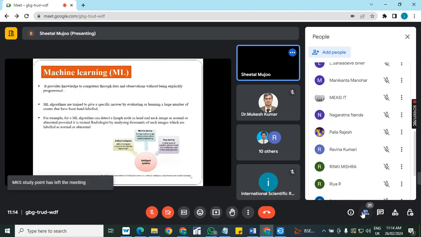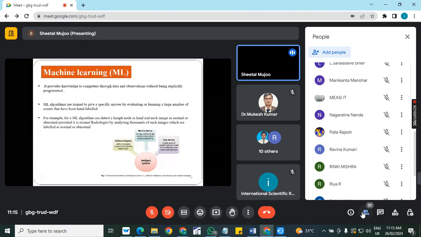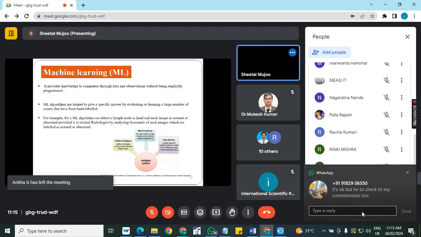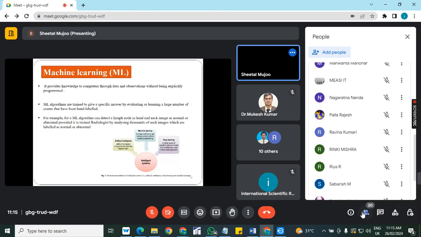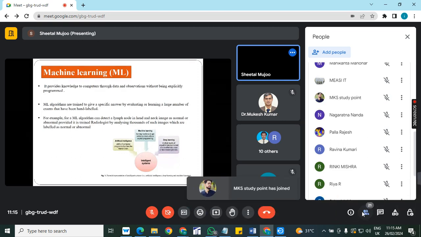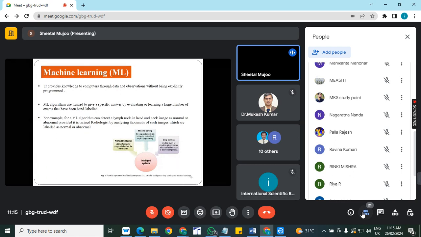For example, suppose the computer has been fed cases of lymph nodes in head and neck images. We have taken radiographs and given the data to the computer about lymph nodes in the head and neck region. We have to give normal as well as abnormal, and abnormal means many kinds, because every patient may have different kinds of lymph node involvement in different diseases, right? So we have to provide thousands of such images, then label them so that these are all normal lymph nodes and these are abnormal lymph node images.